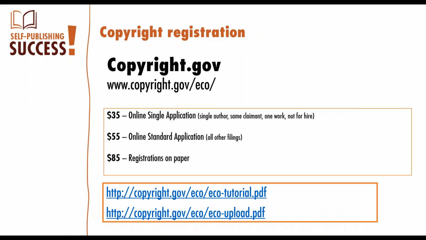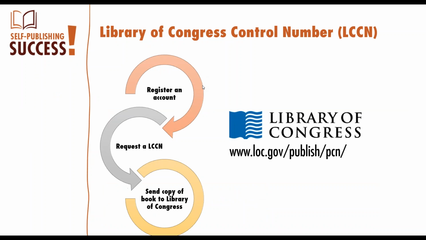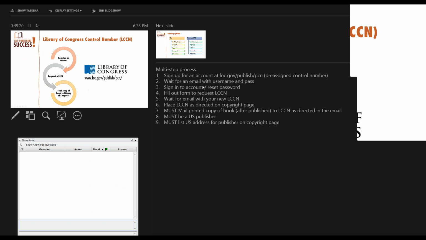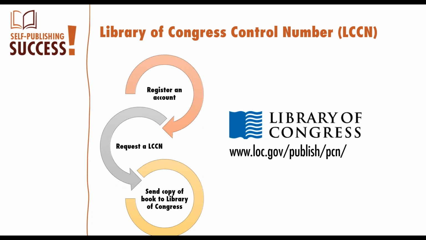Okay, that's the copyright. Let's talk about the Library of Congress control number, or the LCCN. To be clear, you don't need this. This is optional, and as a self-publisher, it doesn't really do anything for your book. It's not going to help you sell your book or anything like that. However, it is free, and it kind of looks nice on your copyright page to have a Library of Congress control number and have it on there just like a lot of the traditionally published books do.